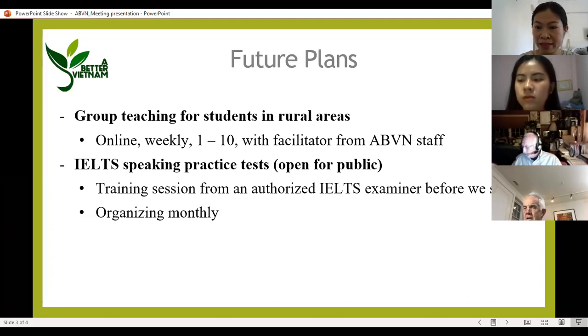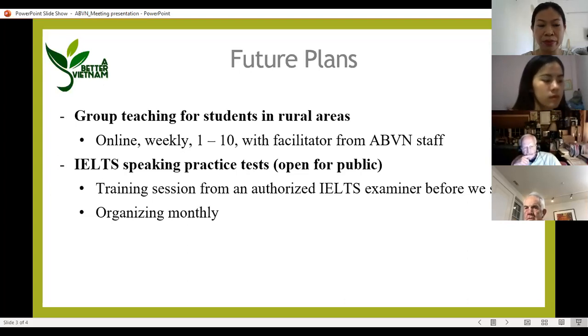And we will have a facilitator from Better Vietnam staff to facilitate the group teaching. We are connecting with the schools to collect a group of 10 students who have the motivation to study English. Then we will organize it, and we will notify the teachers about the time. If you can join, and if you are comfortable with teaching a group of 10, please let us know so we can schedule it for you.